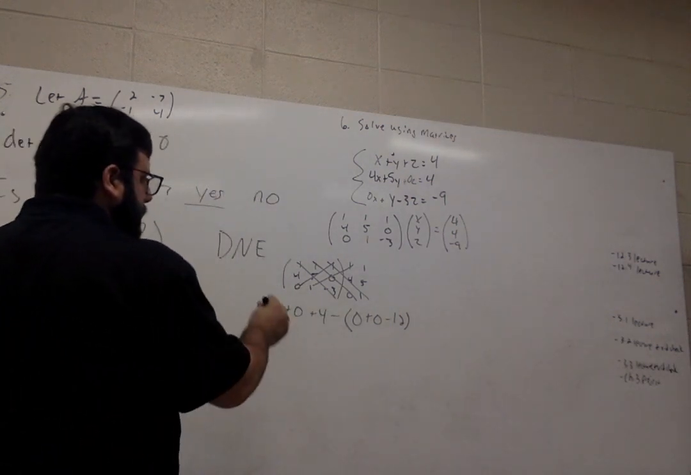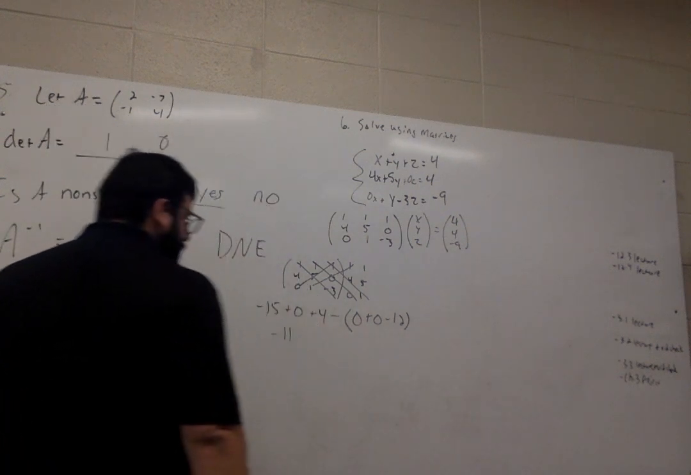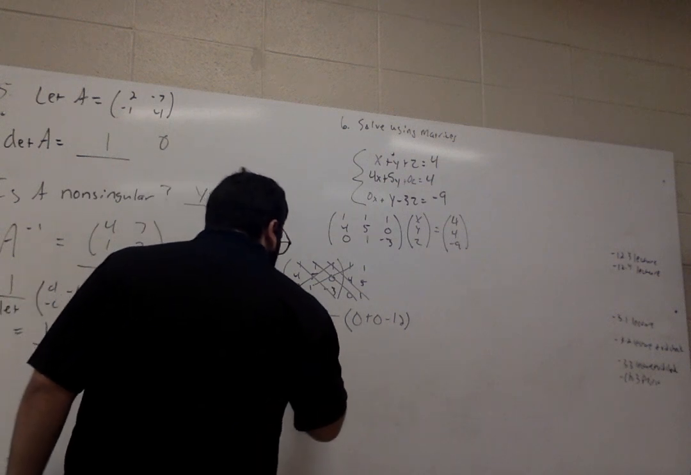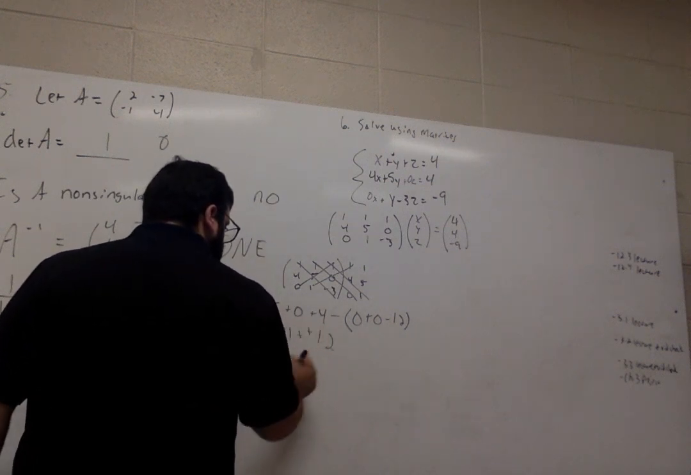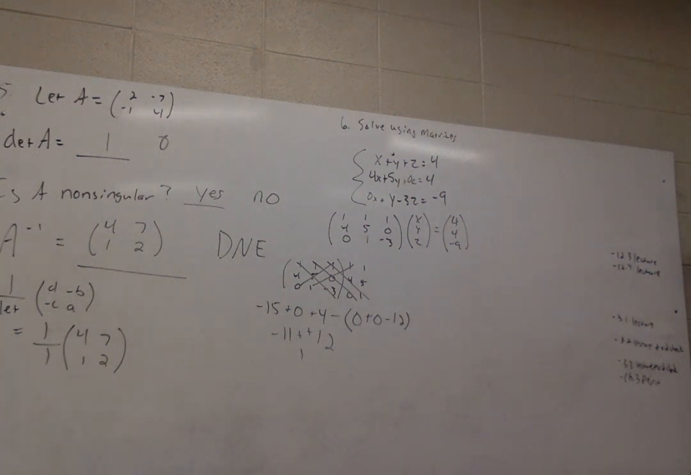Negative 15 plus 4 is negative 11. So negative 11 minus negative 12, that's 1. So my determinant is non-zero. That means it is going to have an inverse.